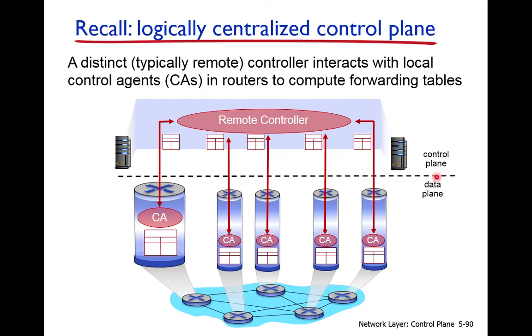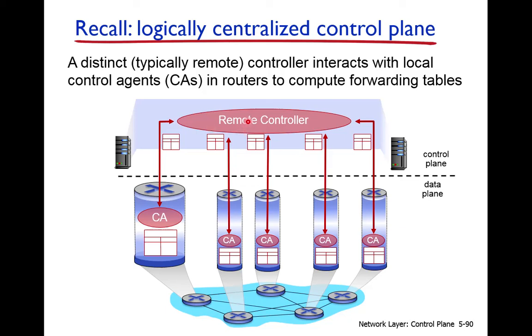The SDN separates the data plane and the control plane. The data plane is maintained at the routers, and the control plane is separated from all the routers and implemented in the remote controller. And what is this controller? It is, for example, a server. It is a laptop.